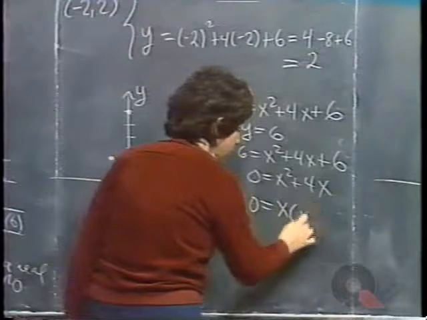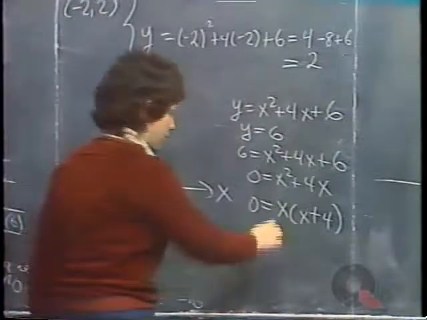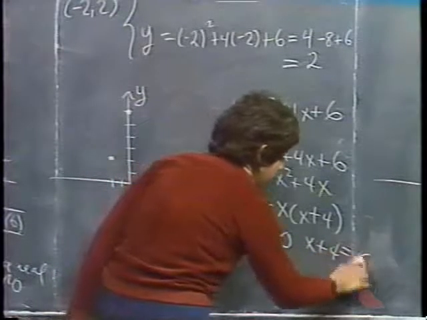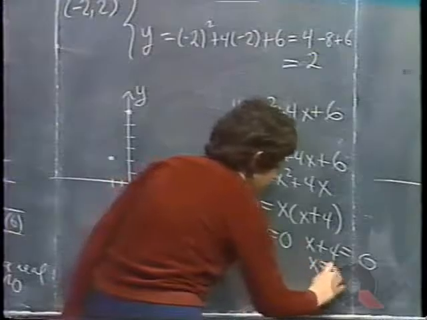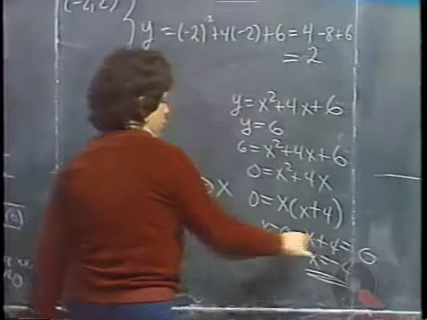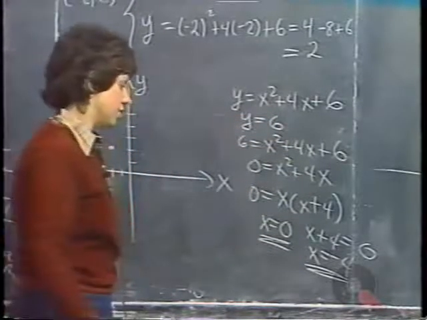We can just factor out the x. We get x times (x plus 4) equals 0, so x equals 0, or x plus 4 equals 0, so x equals minus 4. These are the two x values that go with y equals 6. Remember, we let y equal 6, and we solve for x.